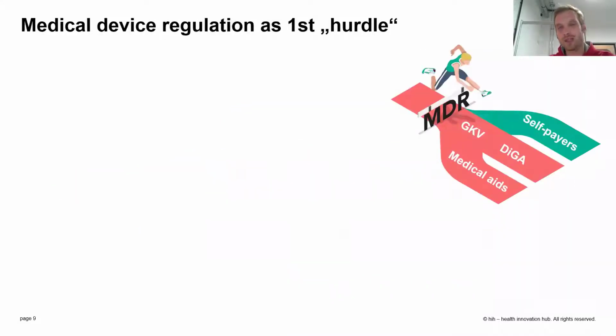So the medical device regulation, the European regulation called MDR, is the first hurdle if you want to enter the market in Germany or in Europe, whether you want to sell your product to self-payers, whether you want to go for a DiGA fast track application, whether you want to have the software and hardware combination as a medical aid. Whatever comes in the reimbursement step, first comes the medical device regulation.